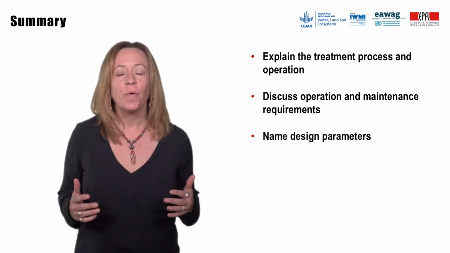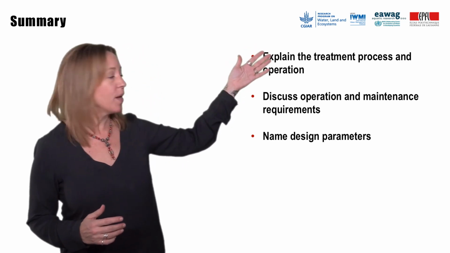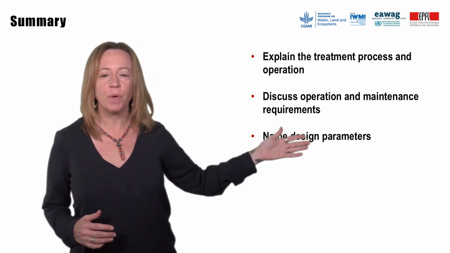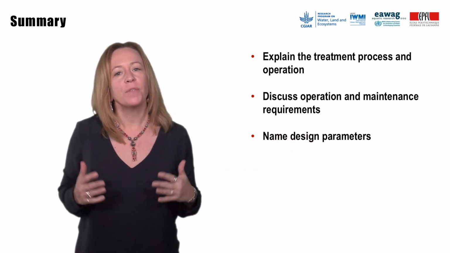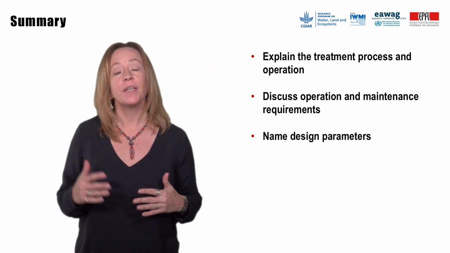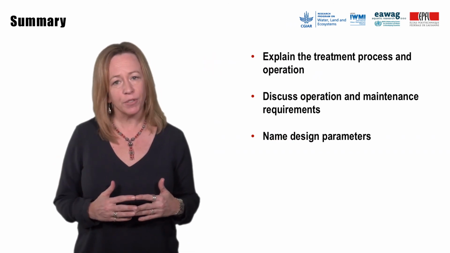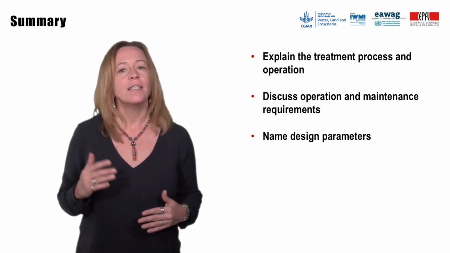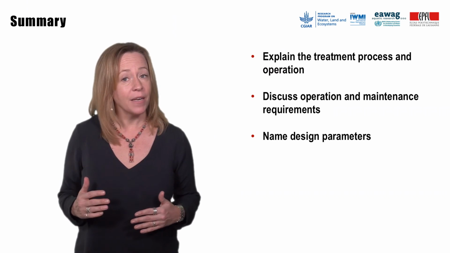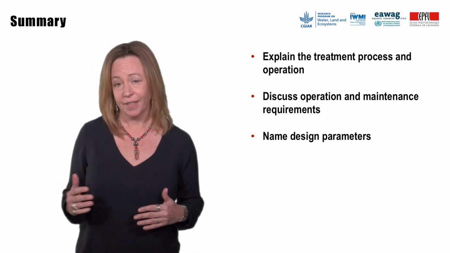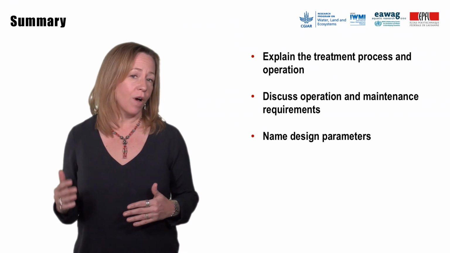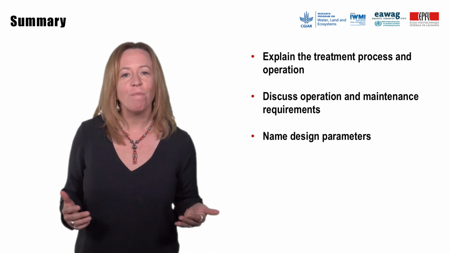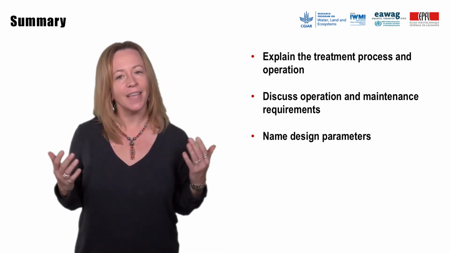In this module, we learned about co-composting, treatment process and operation, design parameters, and operations and maintenance requirements. Important points to remember about co-composting include that with properly maintained temperature, you can achieve pathogen reduction and stabilization. Dewatering fecal sludge is mandatory prior to composting. Composting technologies are low cost, but also require space. And the end product is a compost which has the same uses as any compost.